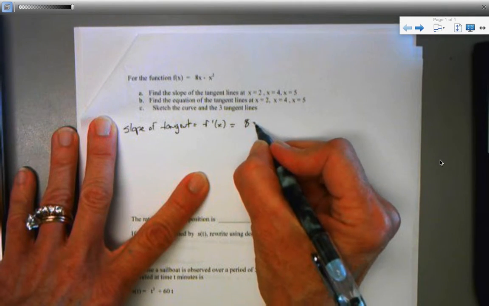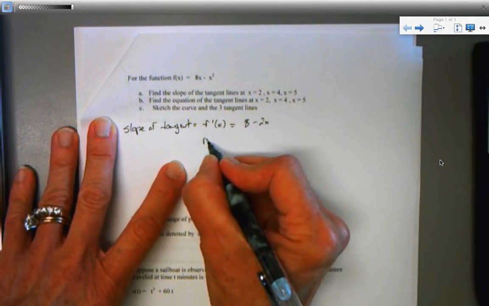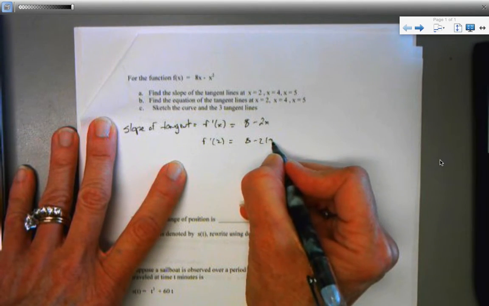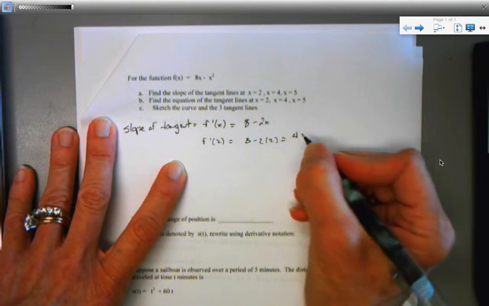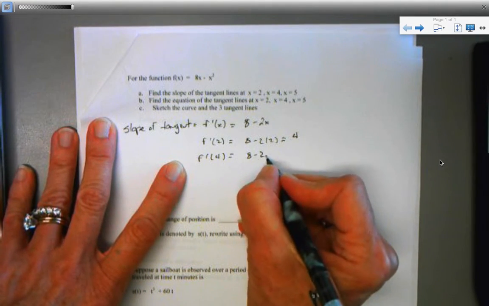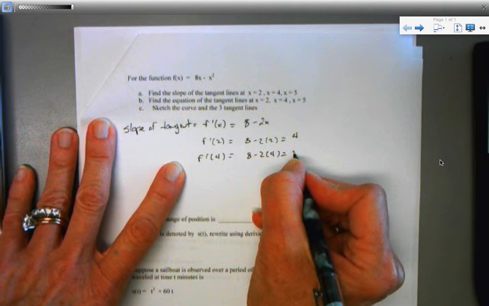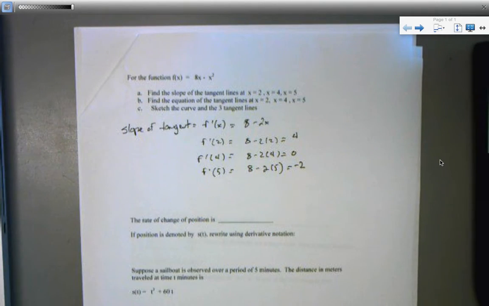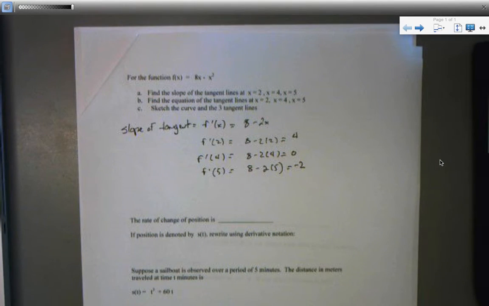So that'll be 8 minus 2x, and the value of the derivative at 2 is 8 minus 2 times 2, which will be 4. The value of the derivative at 4 is 8 minus 2 times 4, which is 0. And the value of the derivative at 5 is 8 minus 2 times 5, which would be negative 2. All right, so there are my slopes.